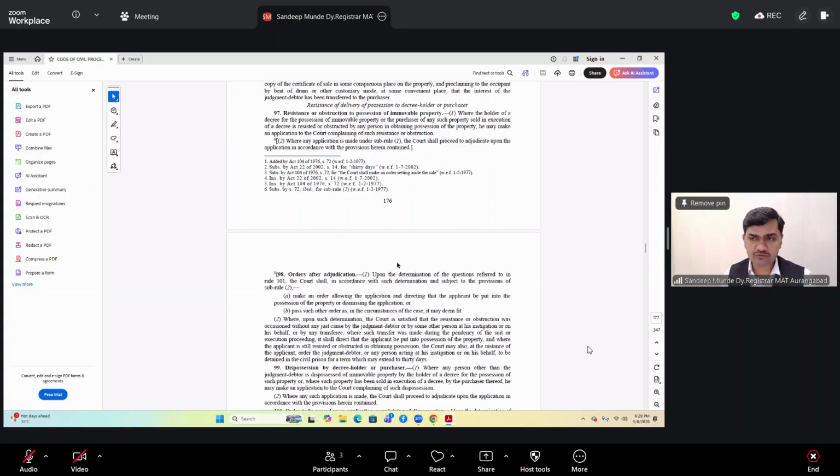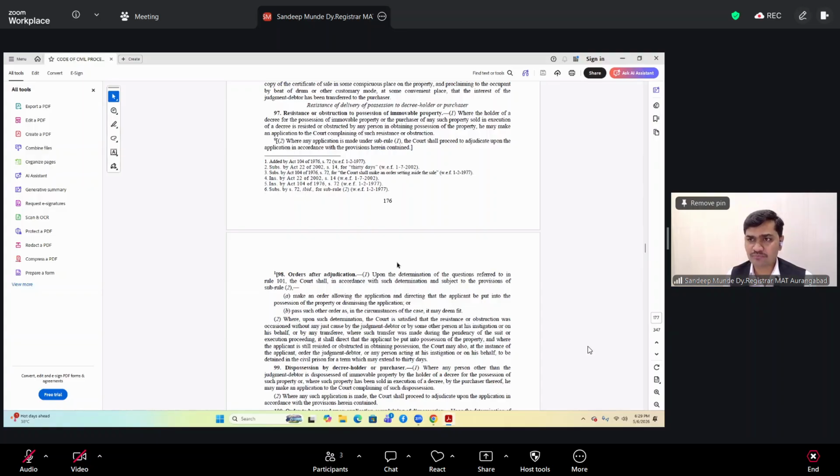So we have to correlate the sections with the orders for only a few orders, particularly Order 26, which deals with the appointment of commissions, and for all the others we have to discuss the orders as per the provisions under the Code of Civil Procedure.